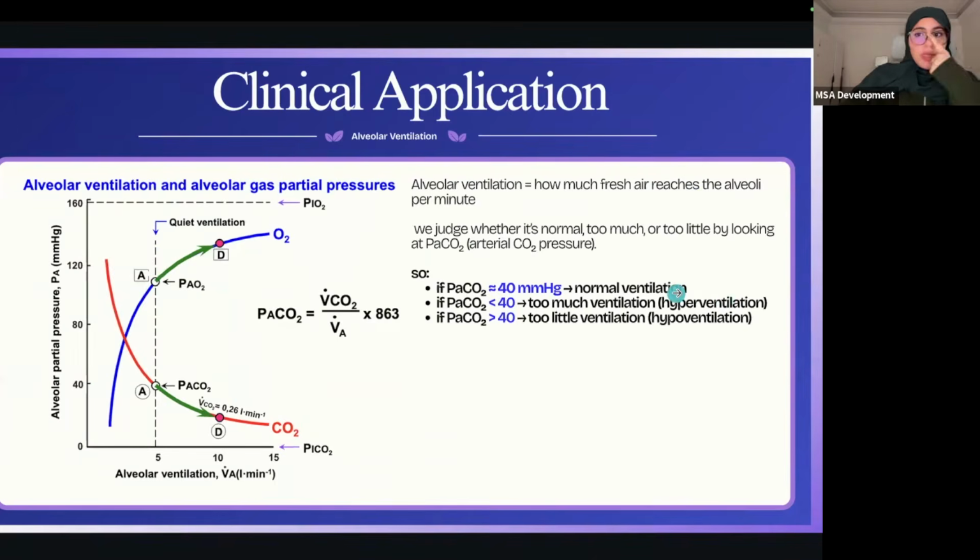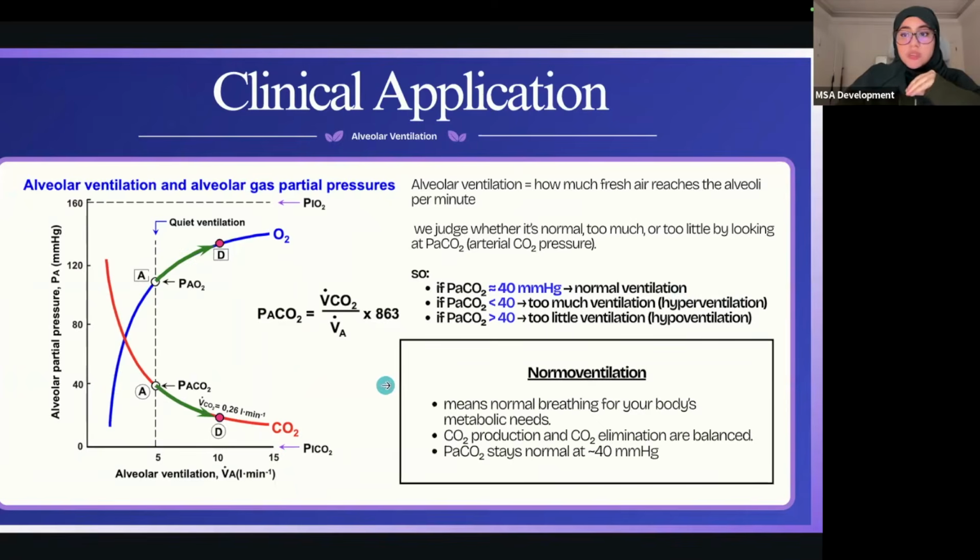Normal ventilation. Now I'm ventilating properly. I'm exchanging O2 at the same rate as CO2. Everything's going great. This is normal ventilation. At this point, CO2 is approximately 40, consistently 40, okay? All of my metabolic needs and respiratory needs are getting met.